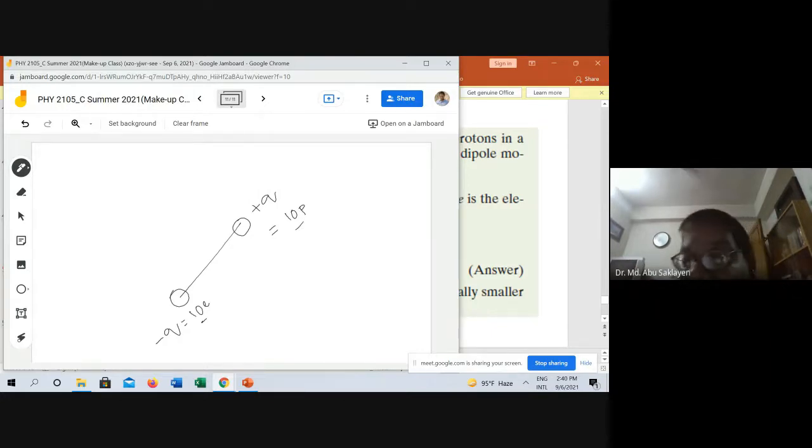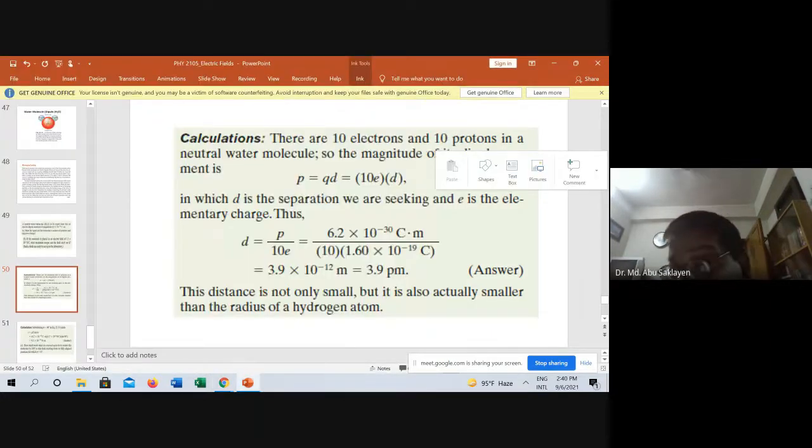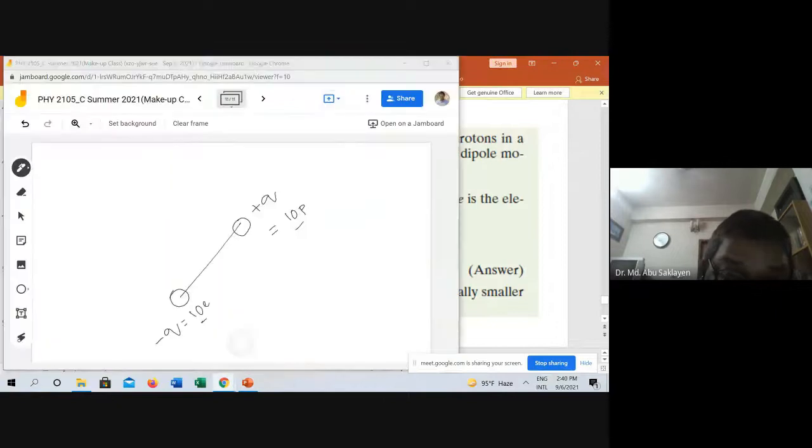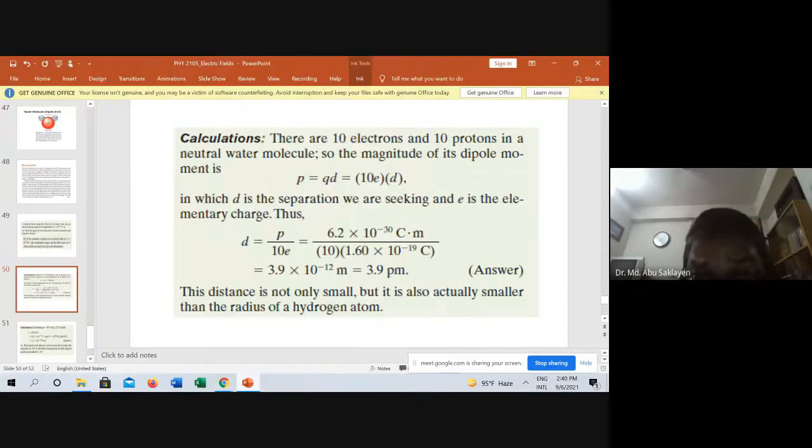And they are separated by a distance. You have to calculate the distance between these. This is D, the distance between the two charges. So you will get D. D is very small. How much? 10 to the power minus 12 meter.